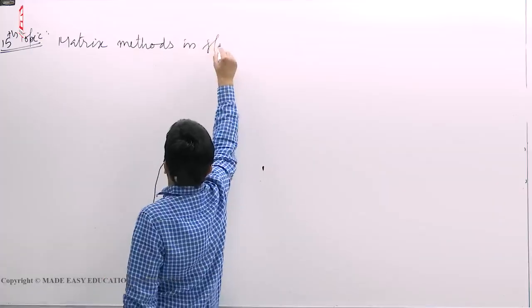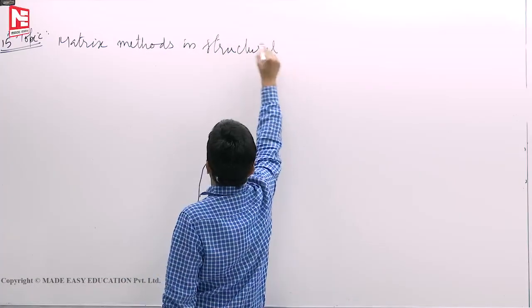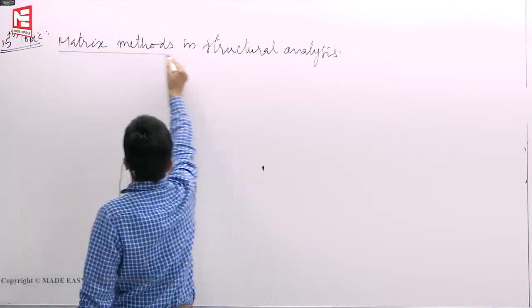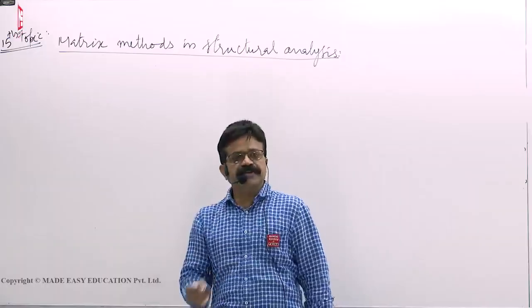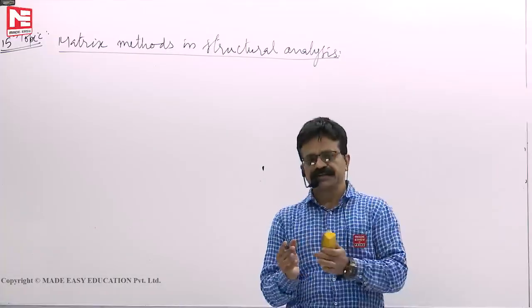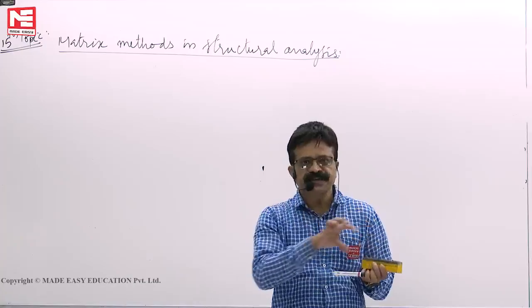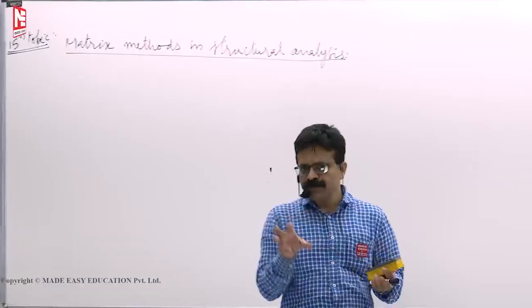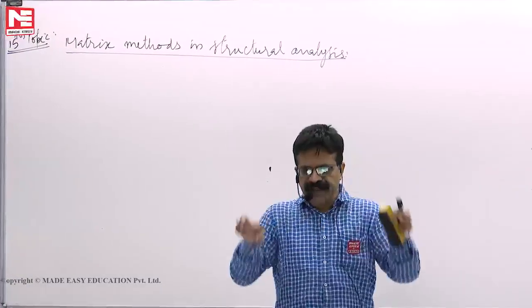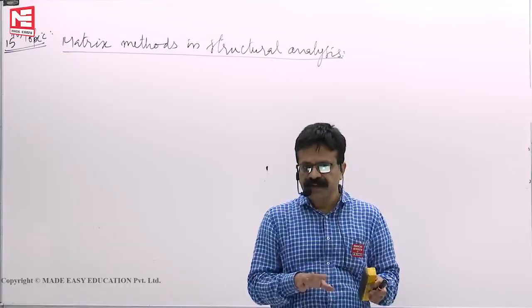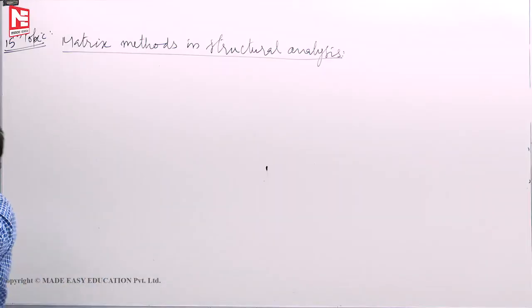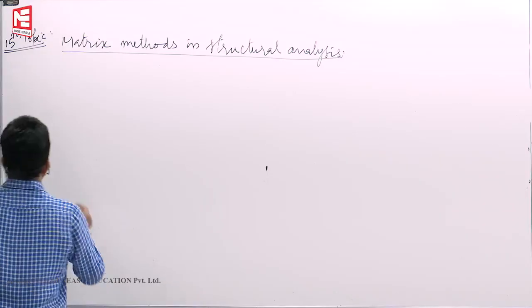Matrix methods in structural analysis. Now Castigliano's theorem 1, Castigliano's theorem 2. Theorem 1 gives you a set of equilibrium equations. Theorem 2 gives you a set of compatibility conditions. If those compatibility conditions are written in matrix form and solved, then we call them matrix methods. Okay. So whatever we have learned till now, we tabulate for concepts.